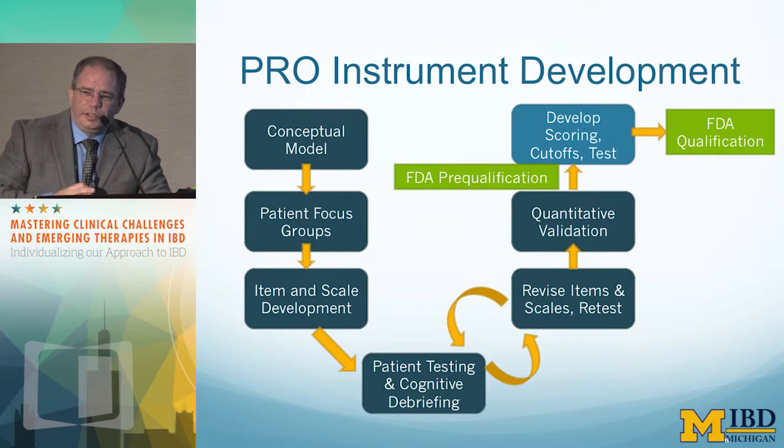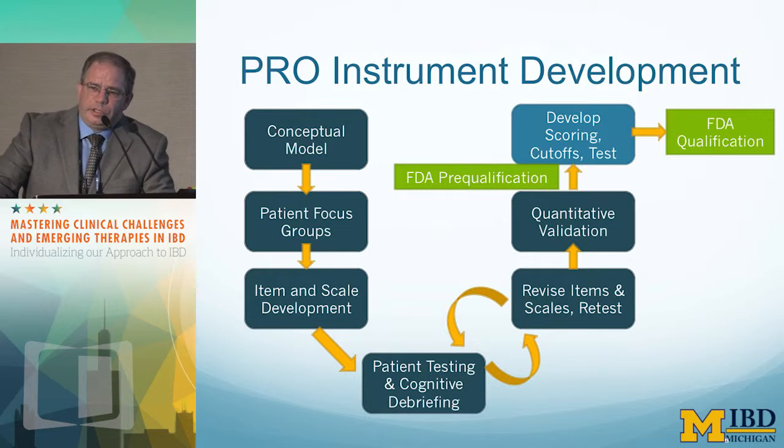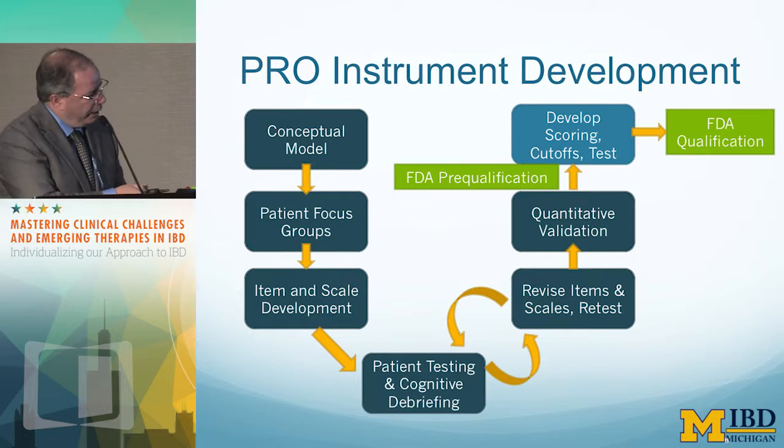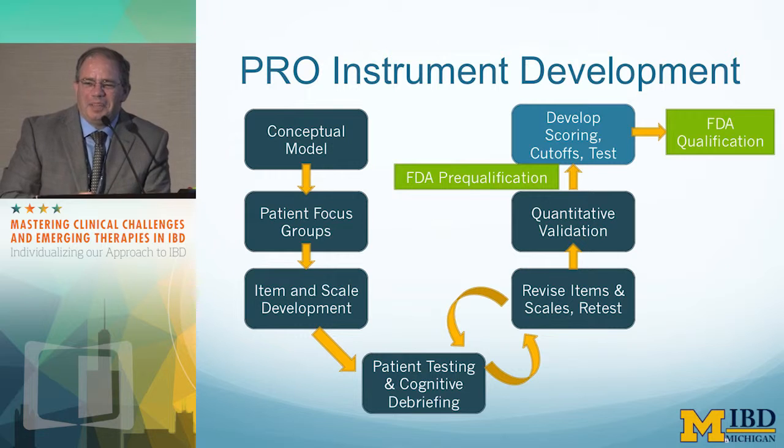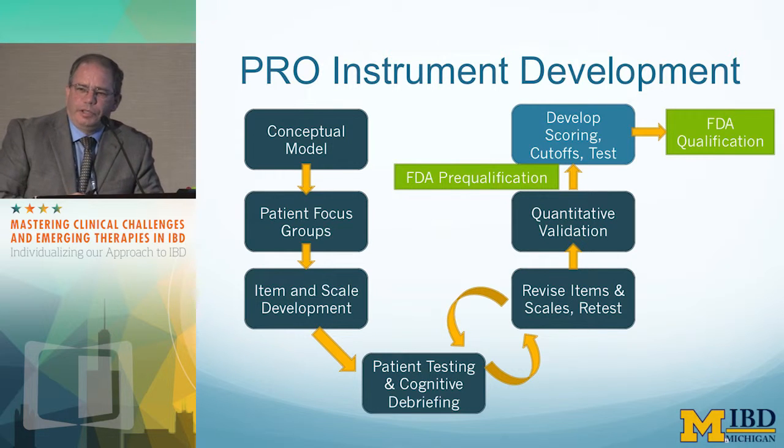So the FDA, and I'm going to give you, believe it or not, the shortened version of this, requires somebody developing a PRO instrument to go from conceptual models, patient focus groups, scale development, developing an instrument, and then testing it on patients and doing continuous improvement. And this painful step right here is actually what eats up years of your time. But if you get it right, patients really feel like you're doing something important, that you're addressing the issues that matter to them. And then do quantitative validation, show that it's responsive to change and reproducible, and develop scoring cutoffs and tests and actually achieve FDA qualification.